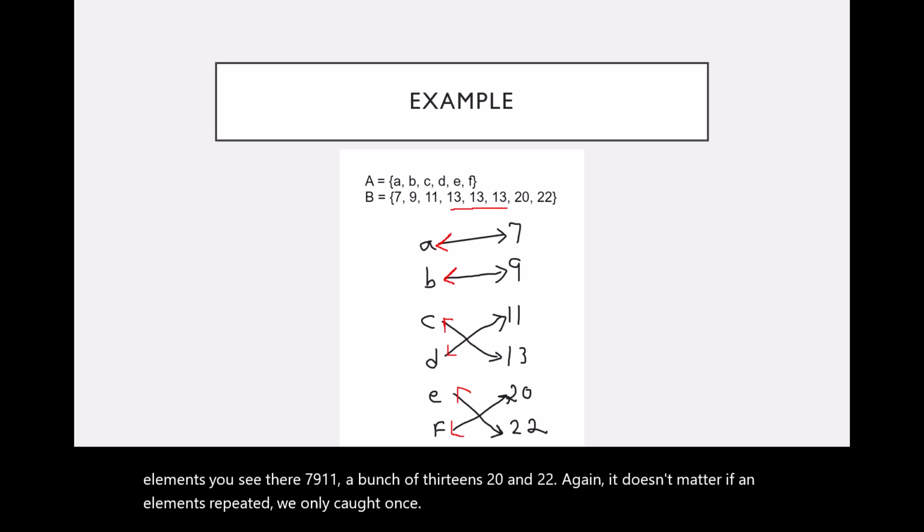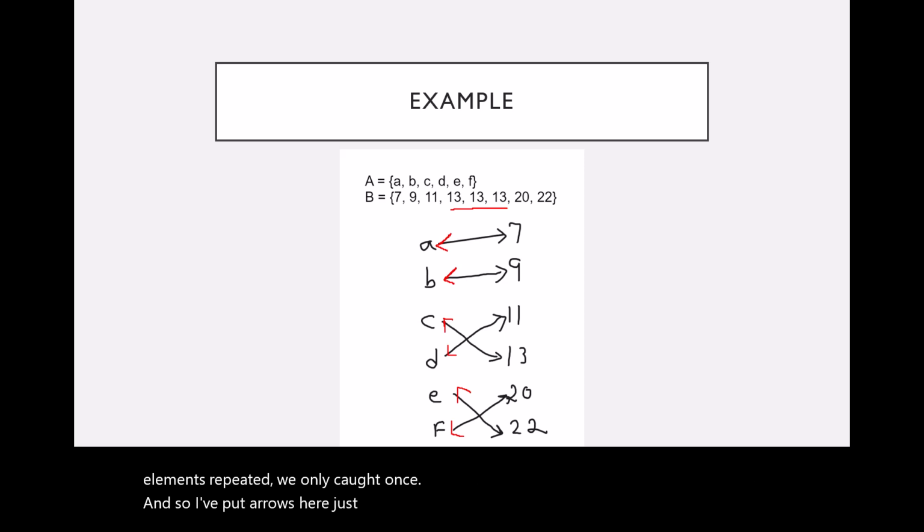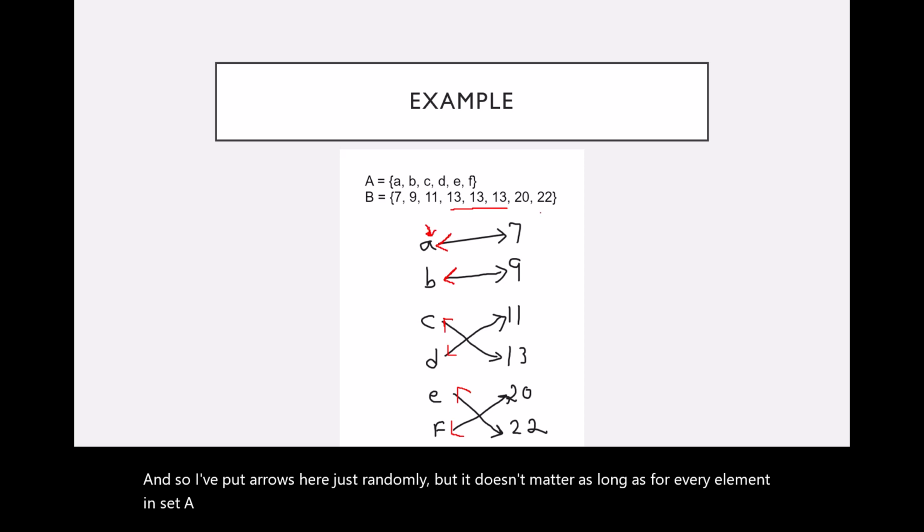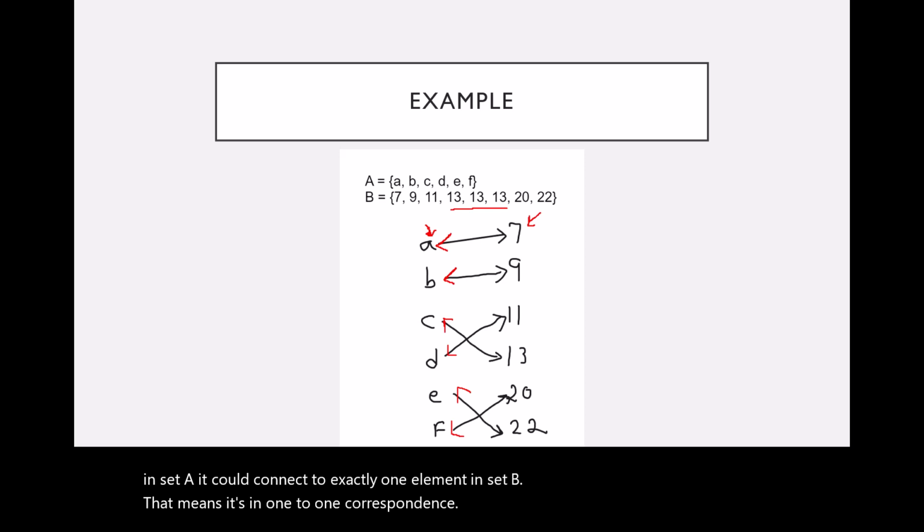And so I've put arrows here just randomly, but it doesn't matter as long as every element in set A connects to exactly one element in set B. That means it's in one-to-one correspondence. All equivalent sets and all equal sets can be placed into one-to-one correspondence.